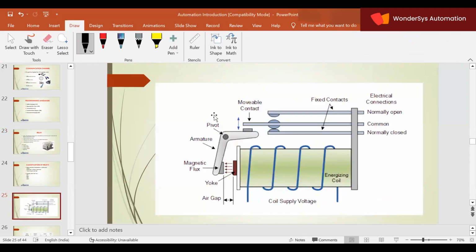So now this is the internal structure of a relay. You will have a magnetic coil, and this coil is supplied with a power supply. Here we will be giving a voltage supply, which will be 24 volt or 12 volt or 5 volt. Based on the flux induced, the armature will be moving. Based on this movement, the movable contact, which is nothing but the common contact, will make contact with either the normally open switch or the normally closed switch.